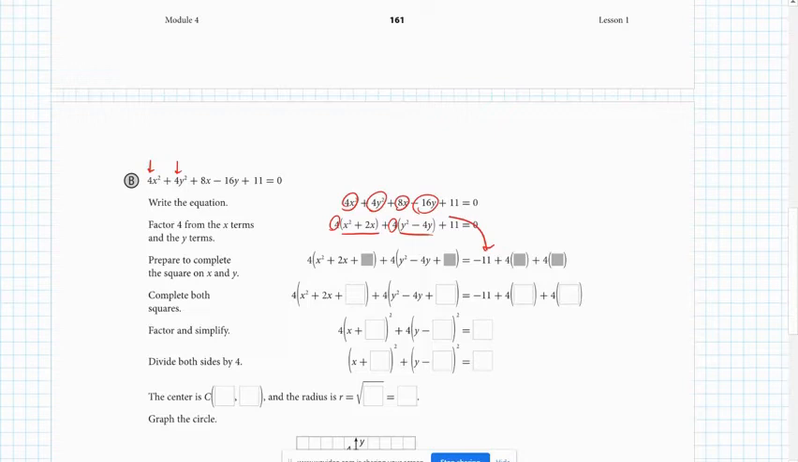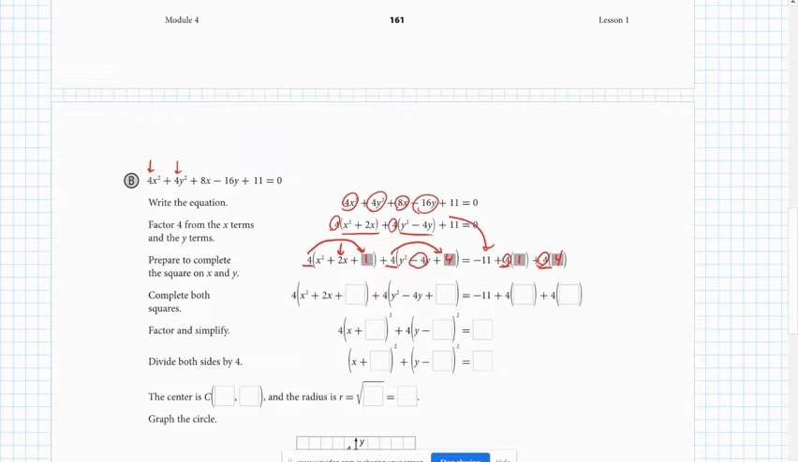But one thing that's different is since we have a 4 out in front of these parentheses, we have to put the 4s in front of these blanks over on the right, because this is going to be 4 times whatever's in that blank and 4 times whatever's in that blank. And so that's why we need to have the 4 here and the 4 here. And so when we complete the square here, half of 2 is 1, squared is 1. So we put 1 in each of those. Half of negative 4 is negative 2, squared is 4.